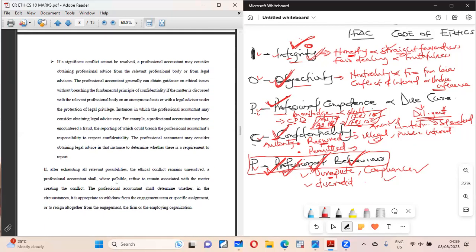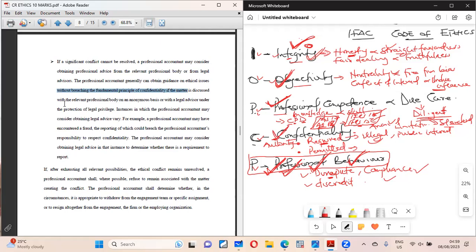So I've added this to help you solve the question. We are going to solve practical questions now, the past question very soon. So here I said that if any significant conflict cannot be resolved, then you consider obtaining professional advice. But whatever professional advice you take, whether legal advice or otherwise, don't compromise on what? Confidentiality. So the professional accountant generally can obtain guidance on ethical issues without breaching what? Confidentiality. Please, that one is very important.